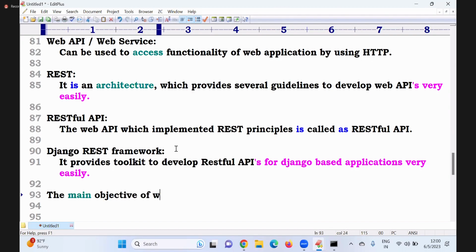So the main objective of web APIs is interoperability. What is the meaning of interoperability? Any type of application, any language you can use, any platform, no problem. This API can provide communication between those types of applications. That is called interoperability.